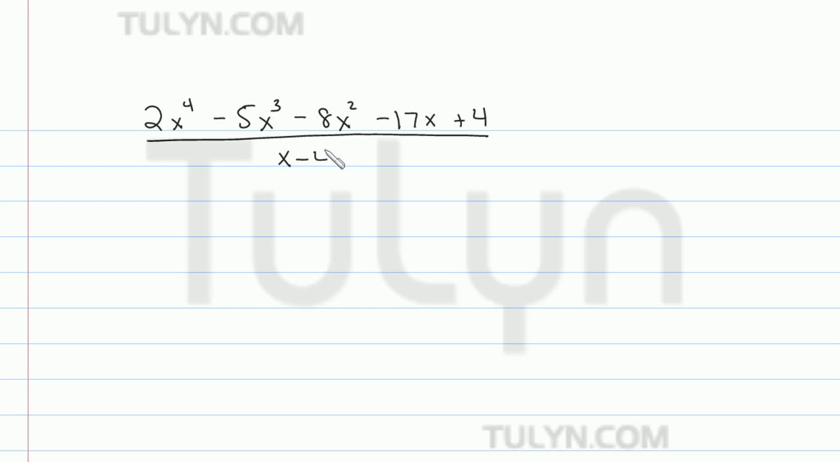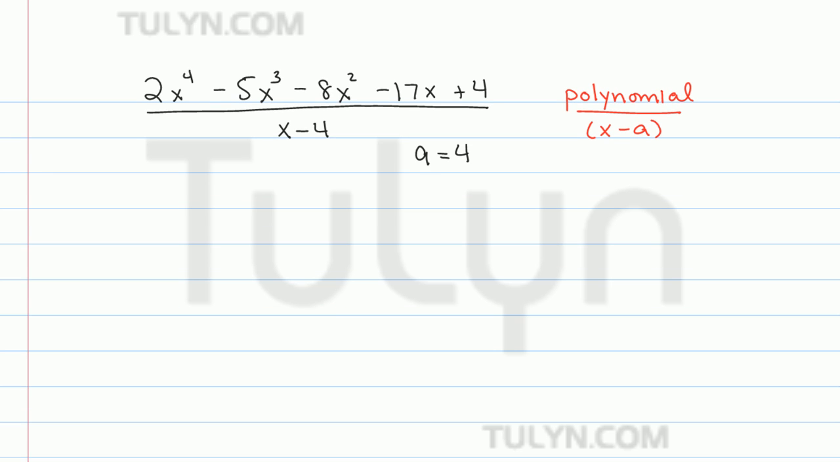Use synthetic division to simplify (2x^4 - 5x^3 - 8x^2 - 17x + 4) over (x - 4). And now we can use synthetic division in this case, right? Because in general, synthetic division is used if you want to have a polynomial divided by something of the form x minus a, a binomial of the form x minus a. And in this case, a is equal to 4, right?